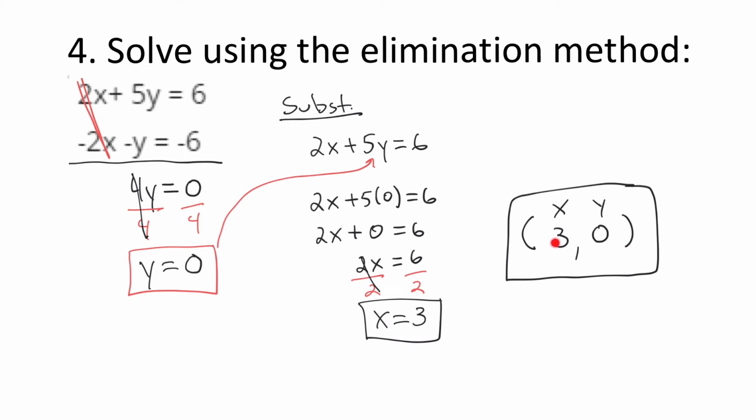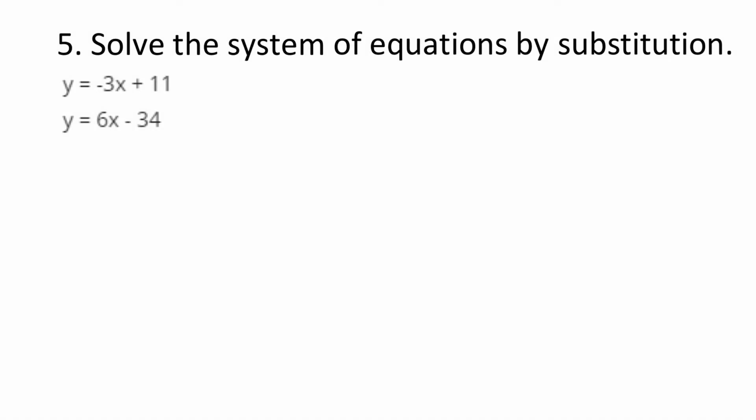The ordered pair (3, 0) is the solution for this system of equations. Question number 5 says solve the system of equations by substitution. Now here they're asking for a different method, the substitution method. The substitution method is when you substitute one equation into the other equation. So there are 3 steps that you can follow.